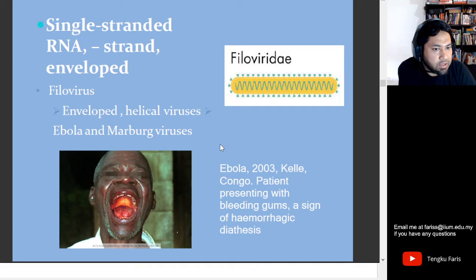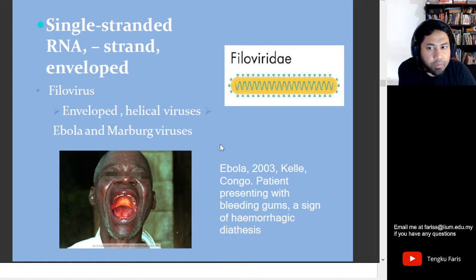They are helical in terms of the shape. For example, the Ebola. So this is an example of a patient presenting with bleeding gums caused by the Ebola virus, the hemorrhagic diathesis in the patient. This is a negative strand.